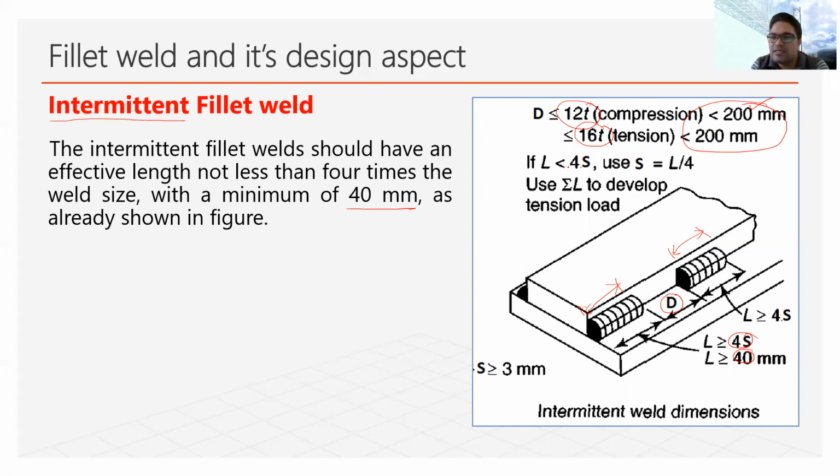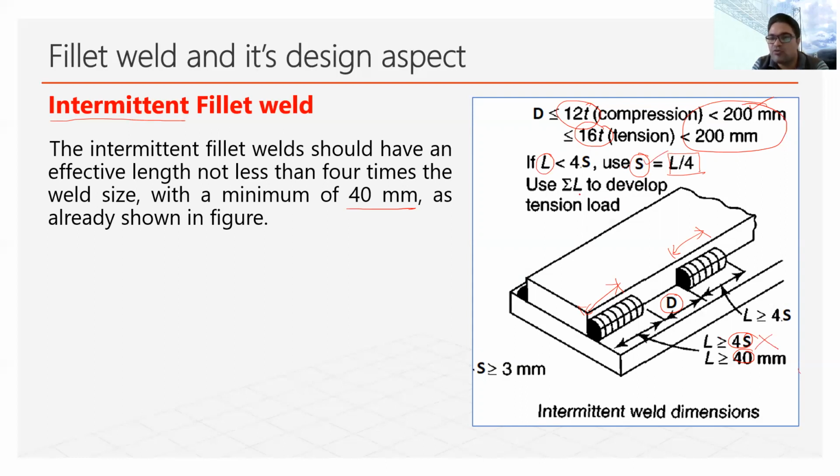Now, as I mentioned earlier, if by chance this condition on the value of L is not satisfied, then what do we do? In that case, we will use S as L by 4, which means whatever length of intermittent fillet is available will be divided by 4, and that will be the size of weld. So that is how we follow.